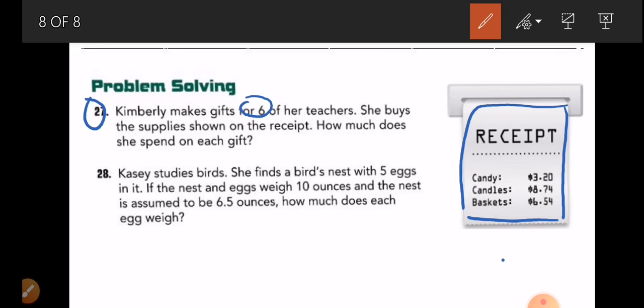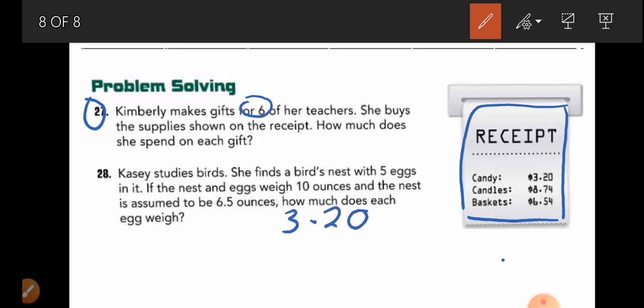What does it mean? Try to think. Yes, it means first I have to know what is the total cost. How much money did she pay as a total? Then I can get for each gift. So to get the total first, it means I will add the cost of the candy, the price of the candles, plus the baskets. So let's do this addition first.